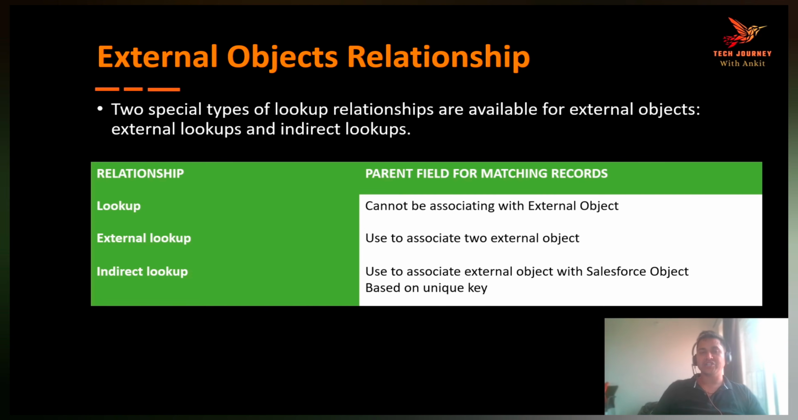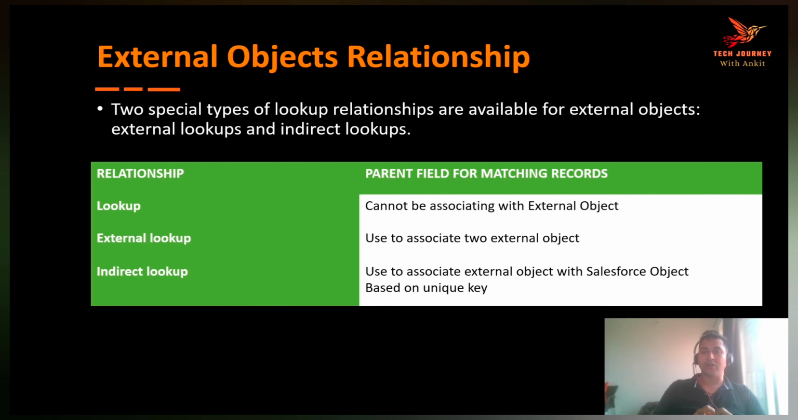Another relationship that we have here is the indirect lookup. We will go for the indirect lookup whenever we want to set the relationship between a Salesforce object as well as an external object. For example, you want to set up the relationship between the source account object and the external cases. Here the account object belongs to the source system, but the cases you are getting from the external system, and you want to set the relationship between both of them, right? Then you should go for the indirect lookup.